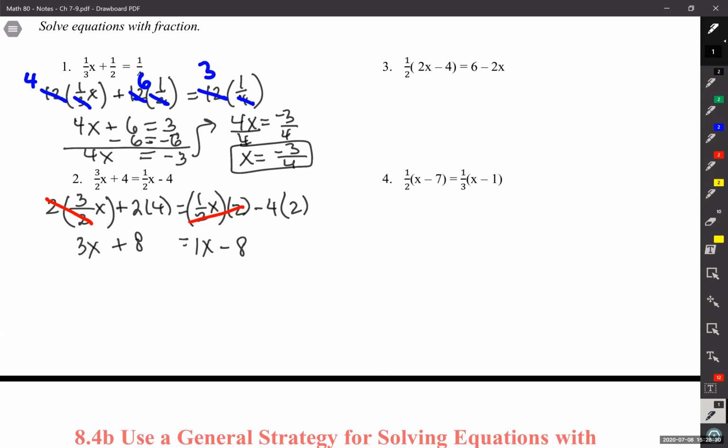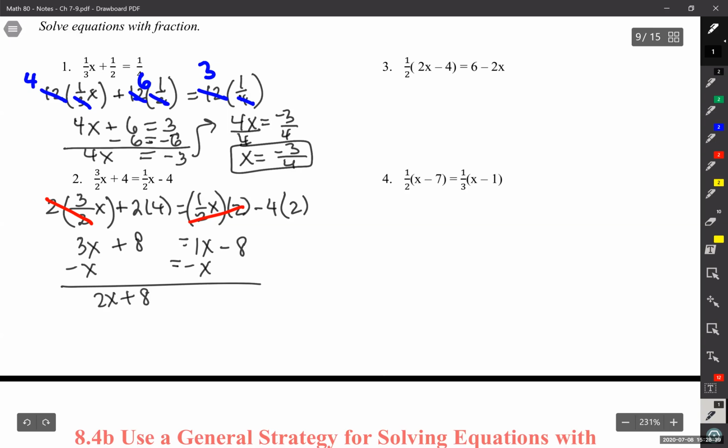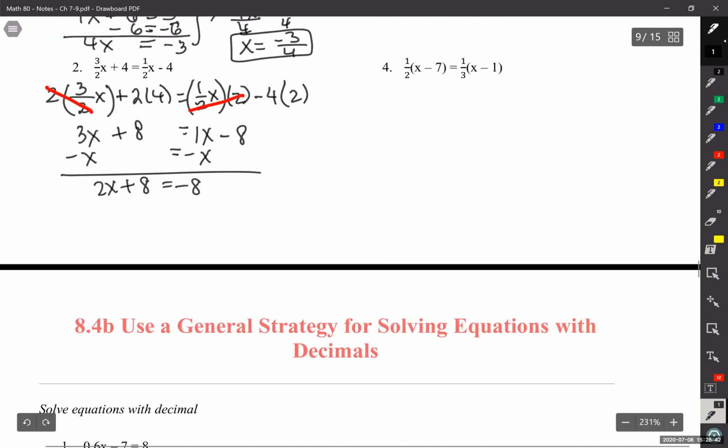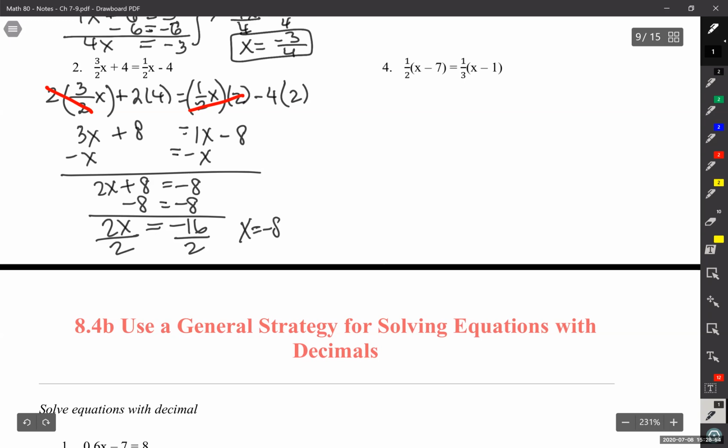And now, again, I have this 2-step problem. So I can subtract x or subtract 1x, however you prefer to write it. I can subtract 8. And finally, divide by 2 to get x equals -8. Problems with fractions don't guarantee answers with fractions, but you'll see it a lot. Problems without fractions don't guarantee answers without fractions, but you'll see that as well. So anything goes in terms of the answers.